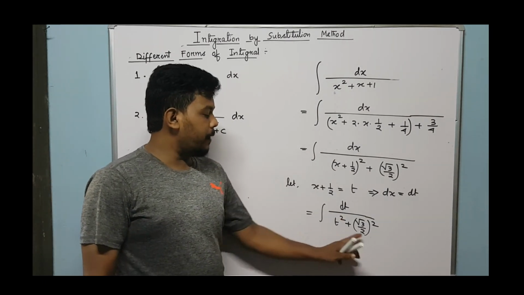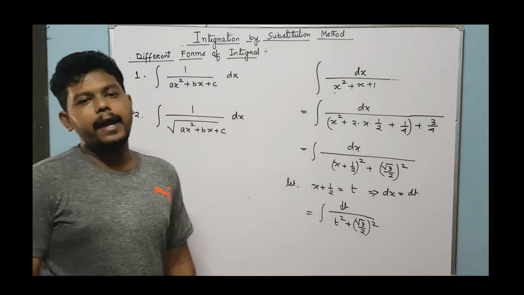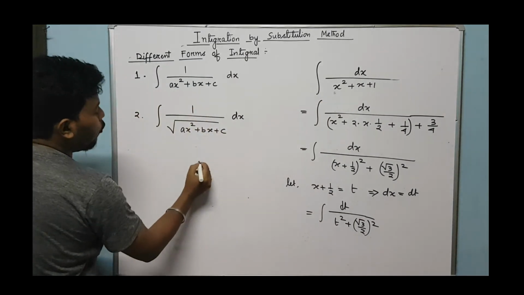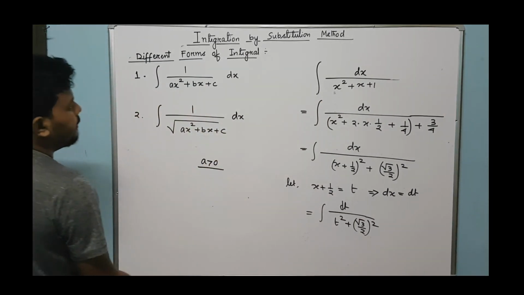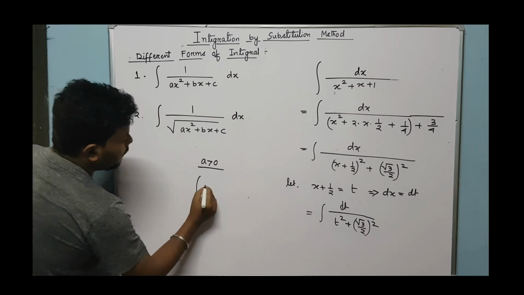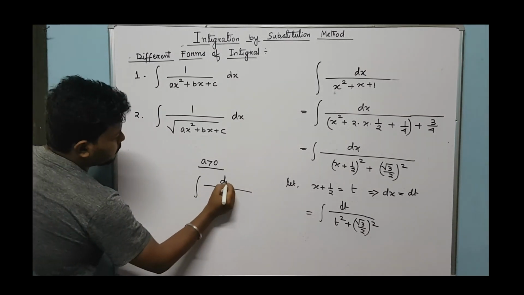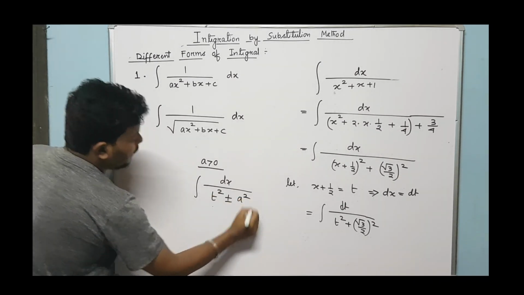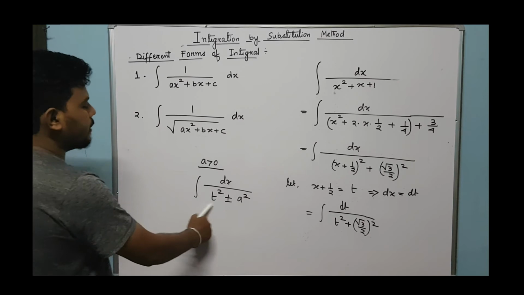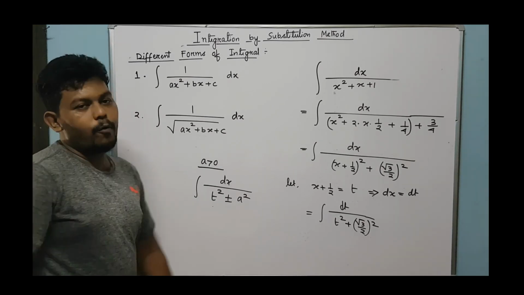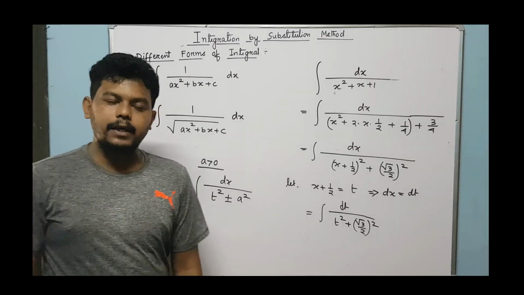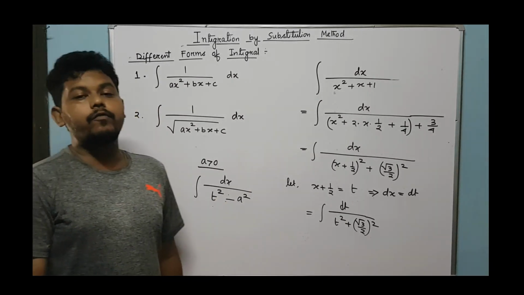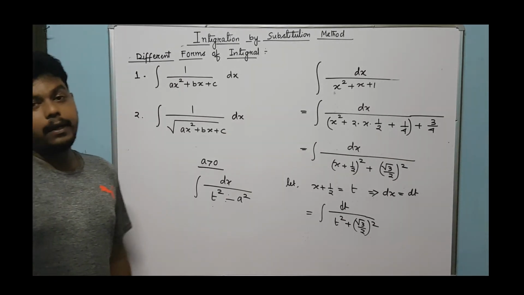dx by x square plus a square is 1 by a tan inverse of x by a. When the value of a is positive, this integral becomes either of the following forms: t square plus minus a square. When it is plus, it is in the form of 1 by a tan inverse x by a. When it is minus, it is in the form of 1 by twice a log of x minus a by x plus a.